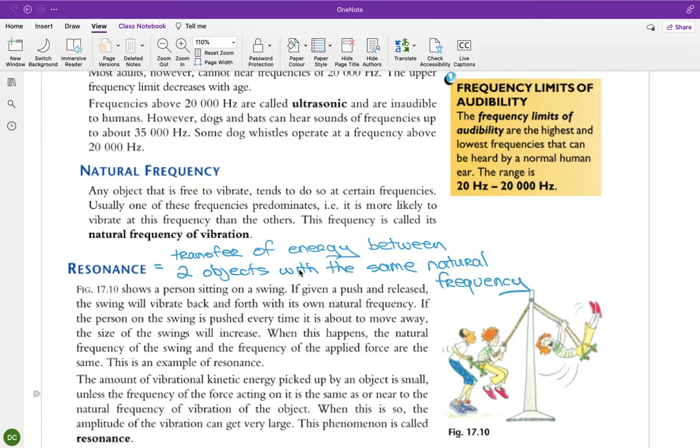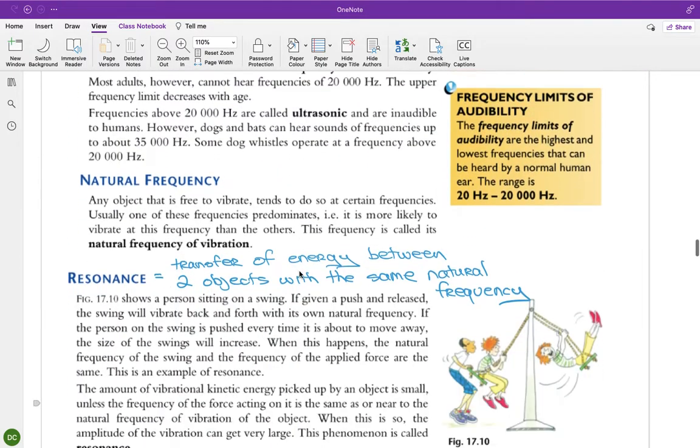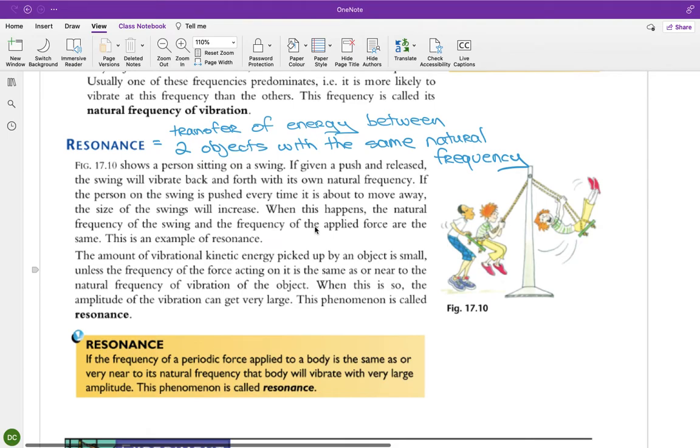Okay, that's your definition. So for your exam, that's your definition. There's a definition down here, but it's just hard to learn. This is a better one: transfer of energy between two objects with the same natural frequency.